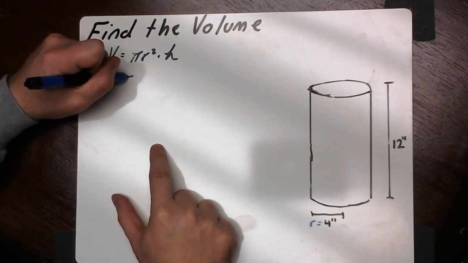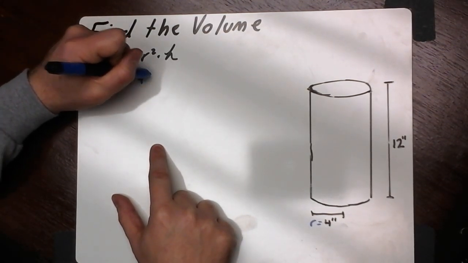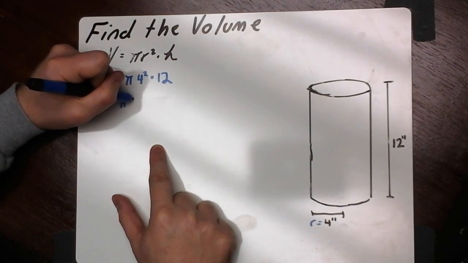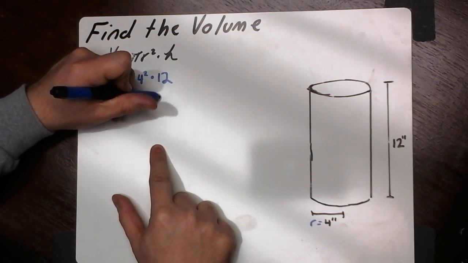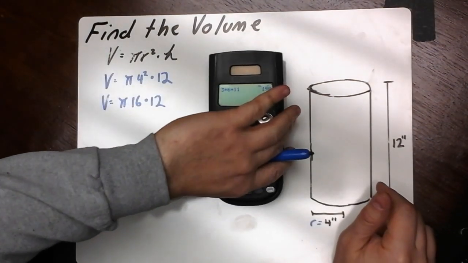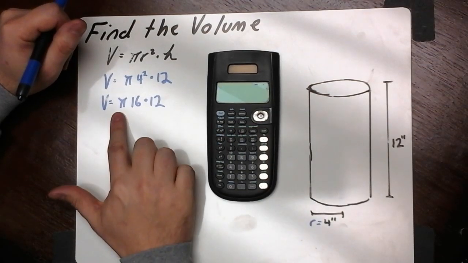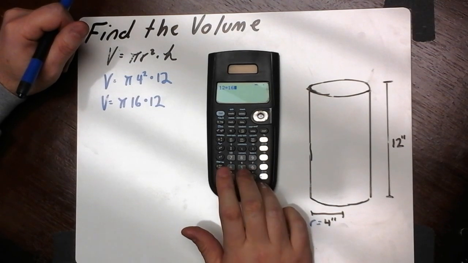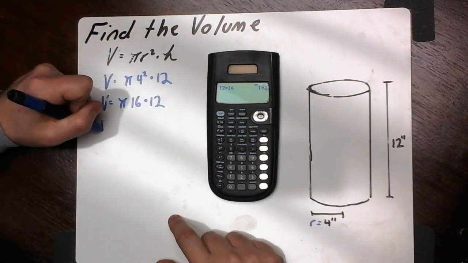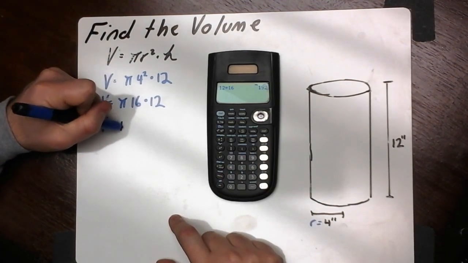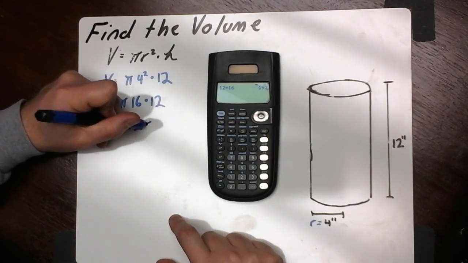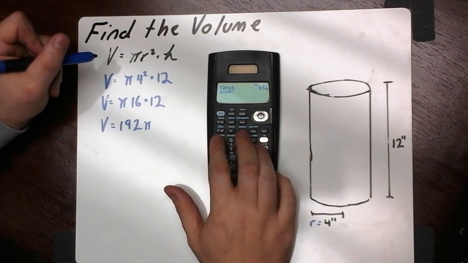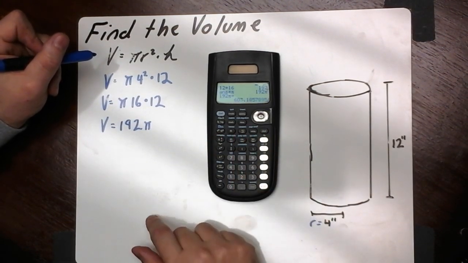So V equals pi 4 squared times 12. 4 squared, or 4 times 4, is 16 times 12. Now, I don't know what 16 times 12 is. Notice how I'm ignoring the pi for a second there. 12 times 16 is 192. So I'm going to leave this in terms of pi by saying 192 pi. That's the exact answer.